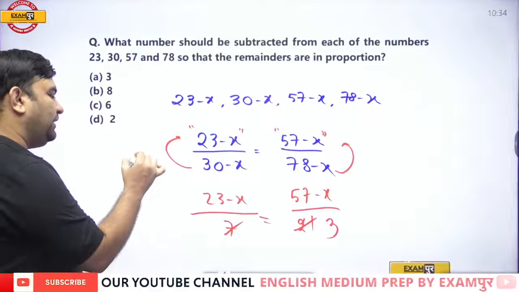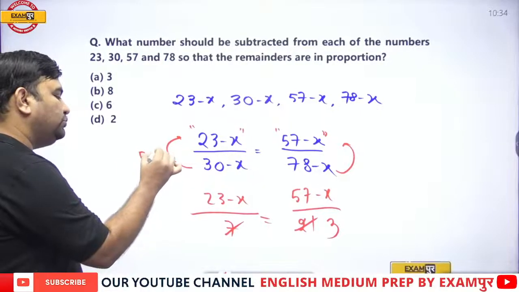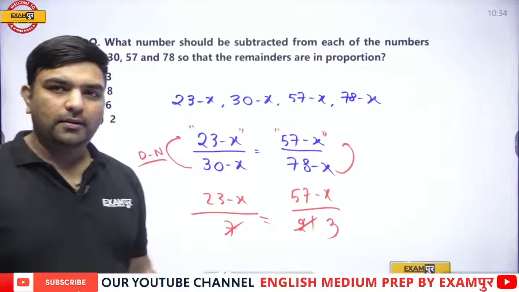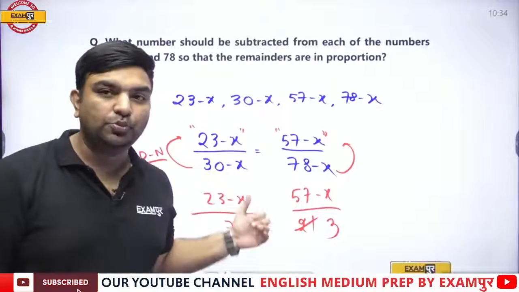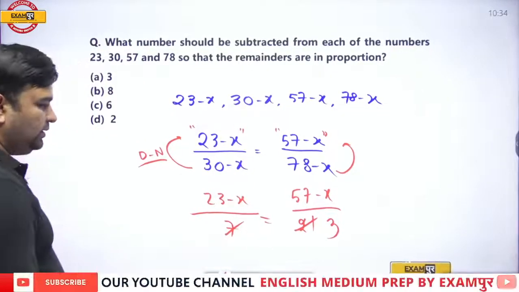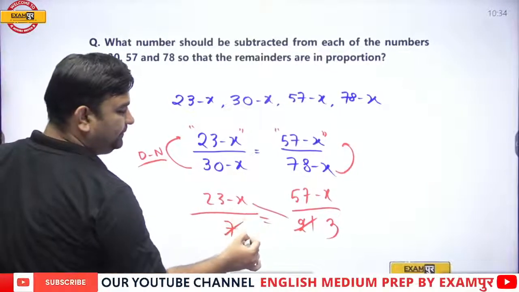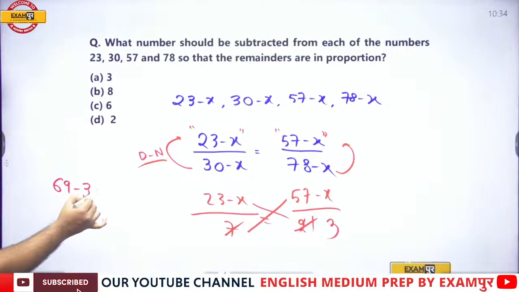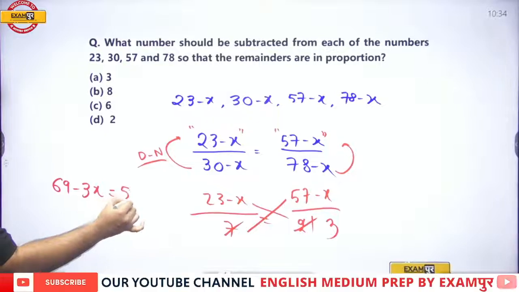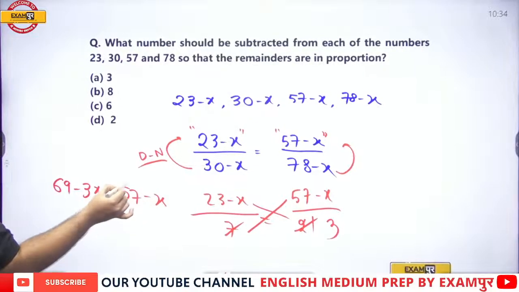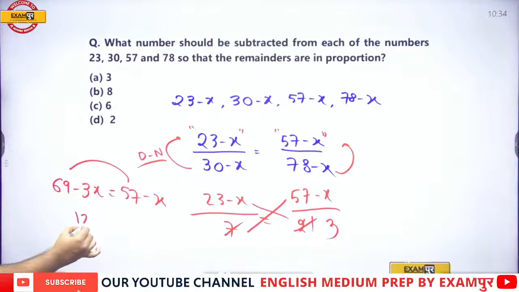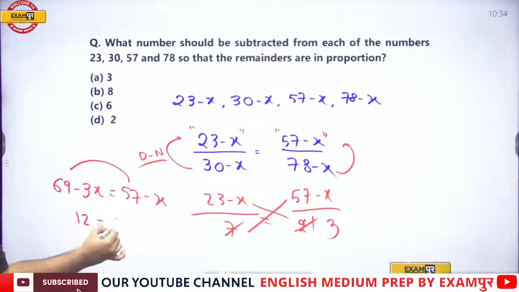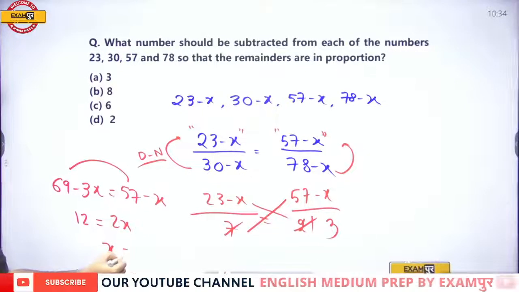What is the step I have taken? I have taken denominator minus numerator in the denominator. Okay. So just cross multiply. 69 minus 3x is equal to 57 minus x. 12 is equal to 2x. x is equal to 6.